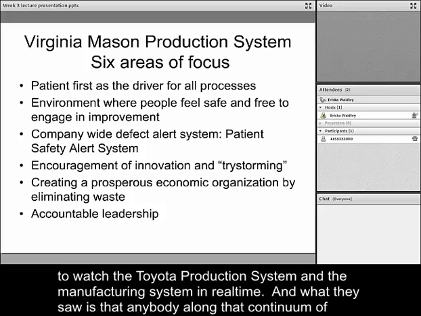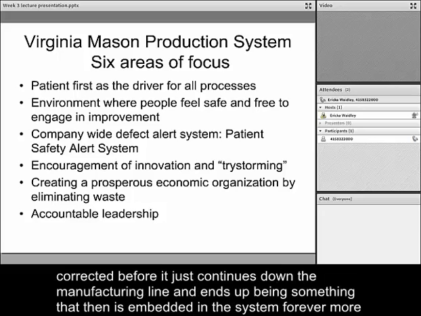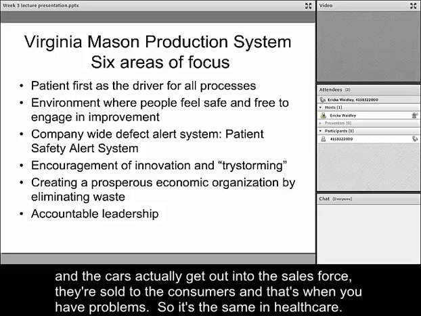And what they saw is that anybody along that continuum of manufacturing can stop the line by just pulling a cord that alerts management that they found a defect. And by doing this, that defect is corrected before it just continues down the manufacturing line and ends up being embedded in the system forevermore, and the cars actually get out into the sales force, they're sold to the consumers, and that's when you have problems.